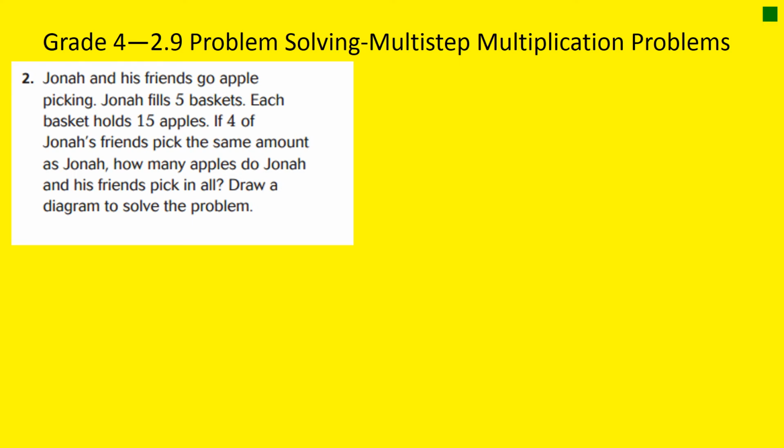Hello, boys and girls. Moving right along, Chapter 2, Lesson 9, Problem Solving Multi-Step Multiplication Problems, okay? Multi-step. You know that the prefix multi means many, okay? So it's going to be at least more than one. And if you notice, multiplication has the same prefix, right? Because when you multiply, you get many. So multi-step, you are going to do more than one operation on this thing, okay? All right, so let's take a look.